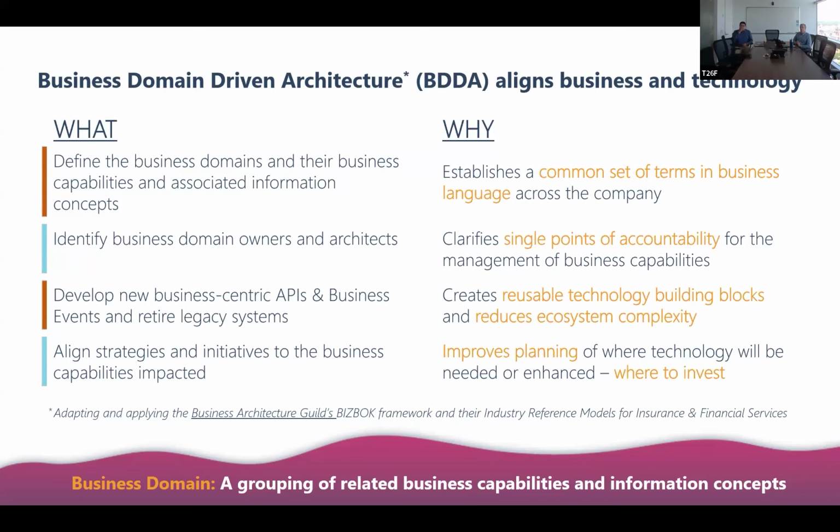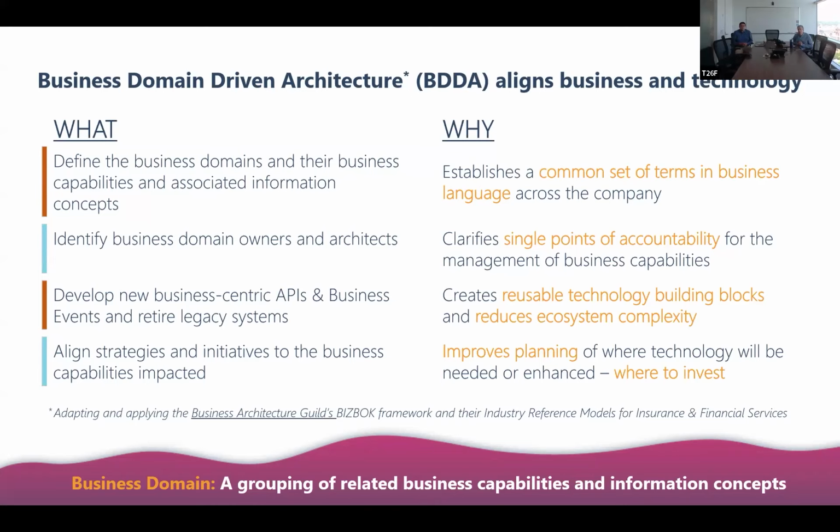All right. So to begin, business domain-driven architecture, its purpose is to align business with technology. At the bottom, you can see the business domain is a grouping of related business capabilities and information concepts. So let's start with the business capabilities. At Northwestern Mutual, we've mapped out 119 business capabilities, and we've grouped them into 19 domains. Because we're a large enterprise, there's a lot of breadth and quite a bit of complexity there, but we're trying to get a handle on that enterprise view.